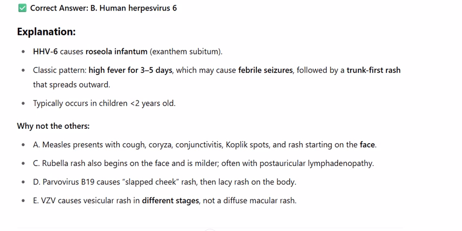C. Rubella rash also begins on the face and is milder, often with post-auricular lymphadenopathy. D. Parvovirus B19 causes slapped cheek rash, then lacy rash on the body. E. VZV causes vesicular rash in different stages, not a diffuse macular rash.